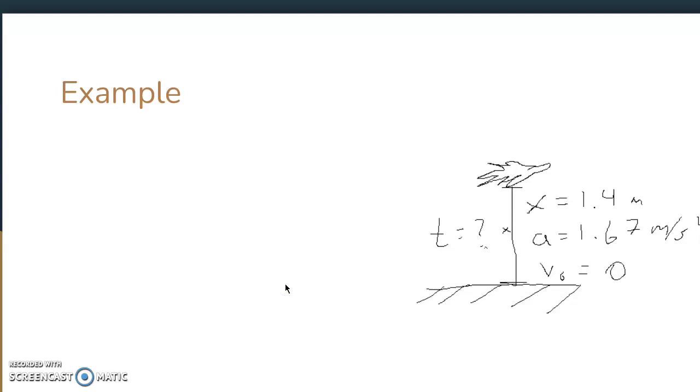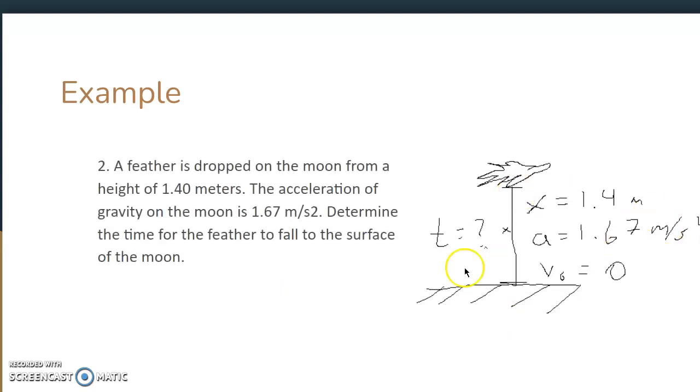So let's look at another example. Oh, this was supposed to pop up a little bit later. So a feather is dropped on the moon from a height of 1.4 meters. The acceleration of gravity on the moon is 1.67 meters per second squared. This should be squared, not to the 2 squared. Determine the time for the feather to fall to the surface of the moon.